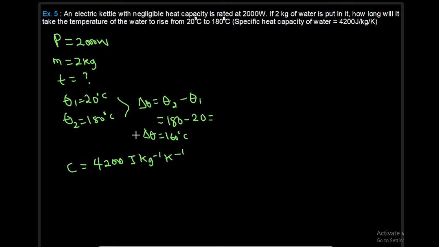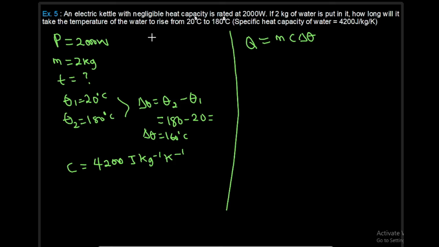This is also a question that relates to specific heat capacity, but in this case, they didn't give you power. They didn't give you the quantity of heat energy. We are supposed to have Q equals mc delta theta. But what they give to us here is P and they give us time.